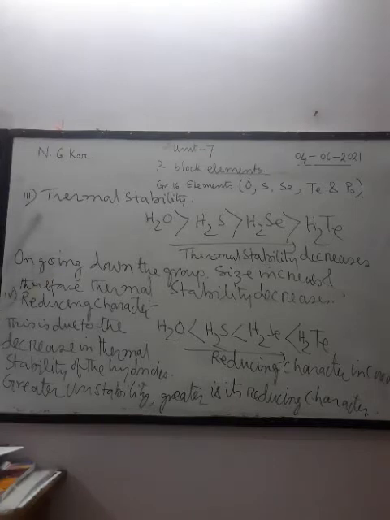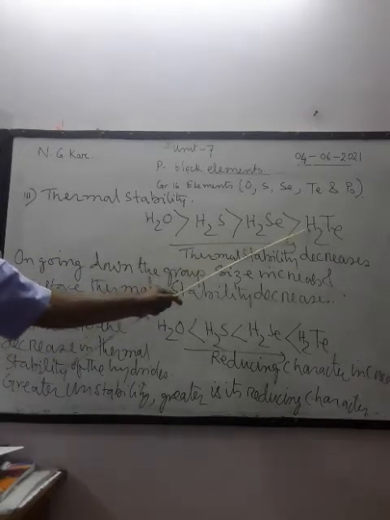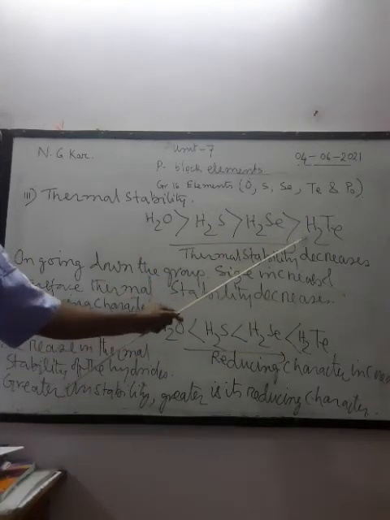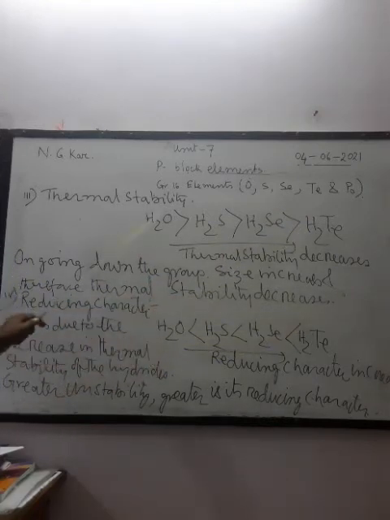So thermal stability and reducing character are inversely related. So this one is thermally stable, so least reducing. This one is thermally most unstable, so most reducing. Least stable, most reducing. Most stable, least reducing. So as we move down the group, thermal stability decreases, so reducing character increases.